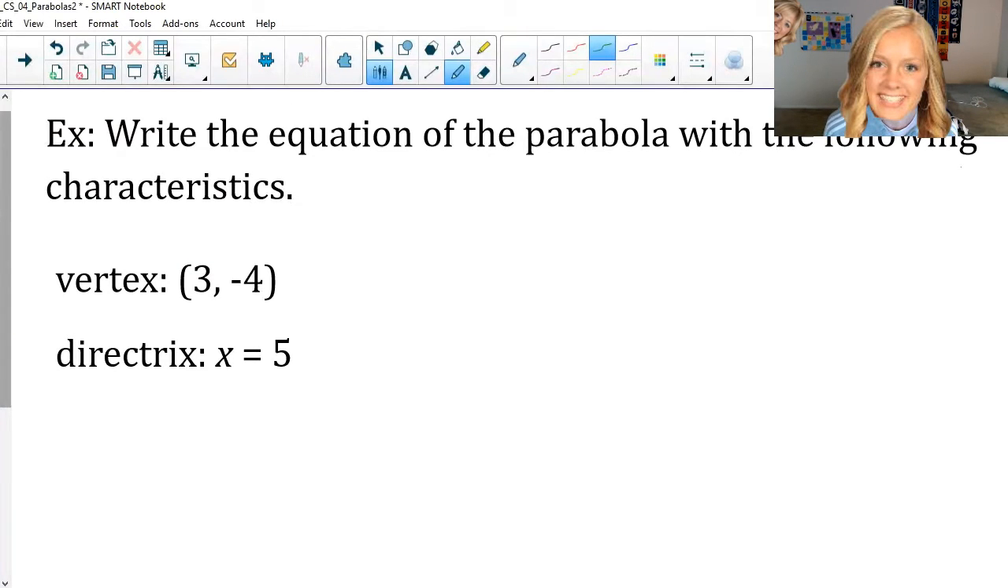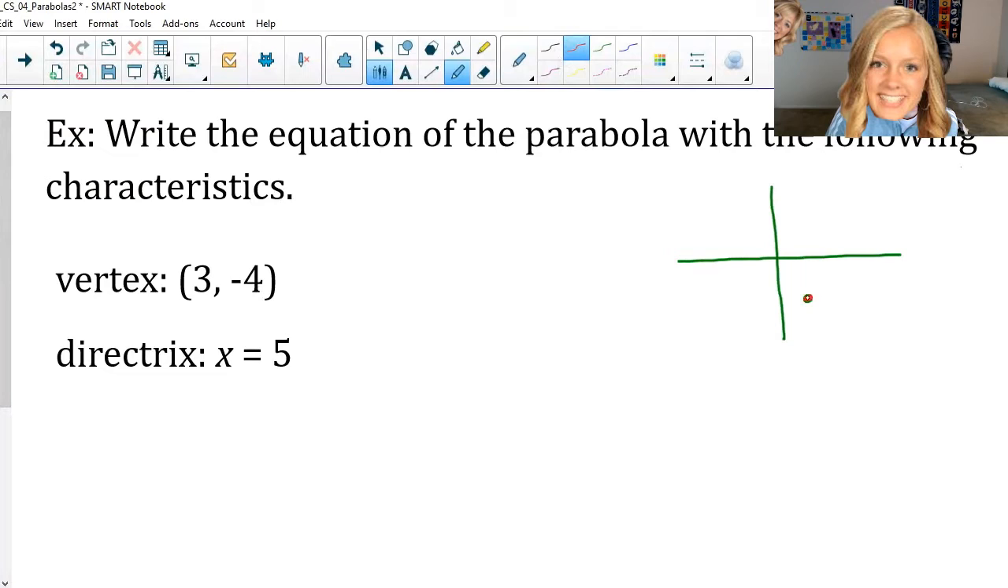So it's probably best whenever we do these problems to draw yourself. You don't have to draw a very specific picture, but at least a sketch of what's going on can really help. So for example, I'm just going to briefly sketch out. The vertex is at (3, -4). We'll say that that's right here. That is the vertex. And we have the directrix, which is x equals 5.